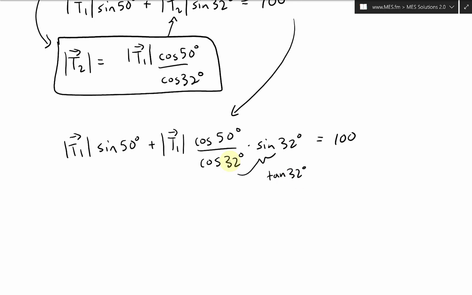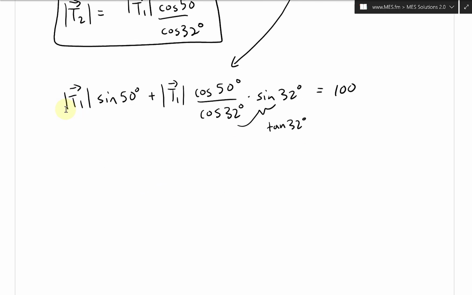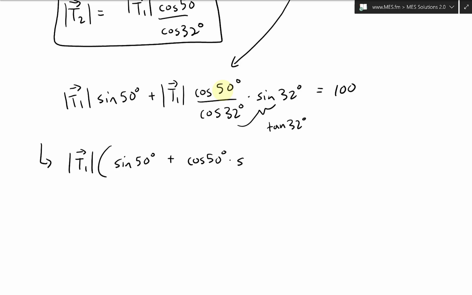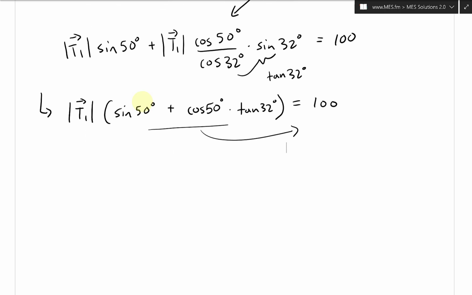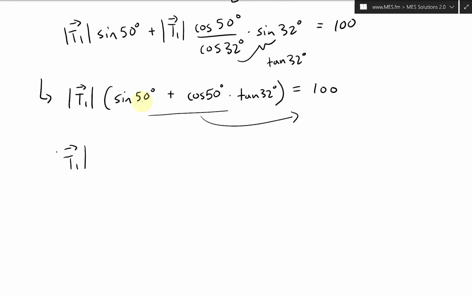Now we could factor out the T1s. So the length of T1 times, in a bracket, sine 50 degrees plus cosine 50 degrees times tan 32 degrees. This all equals 100. And now we could just divide this out, move it over there, and put this in a calculator. We get T1, the length, equals to.